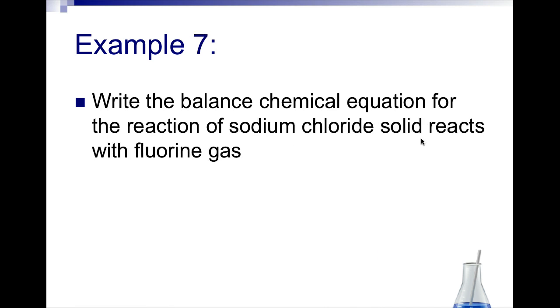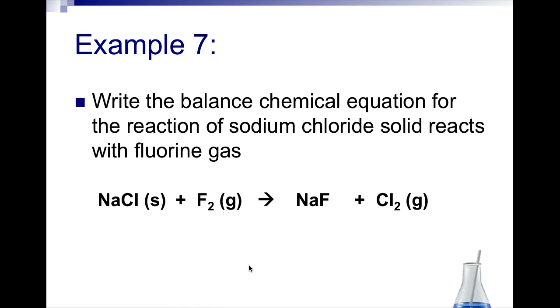So let's try another example. Write the balanced chemical equation for the reaction of sodium chloride, solid, that reacts with fluorine gas. Now here we have fluorine, which is a halogen. It will replace the other halogen. So as we go through, we will now get sodium fluoride plus chlorine gas.